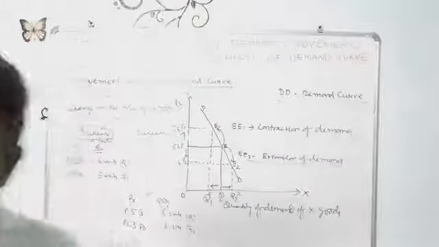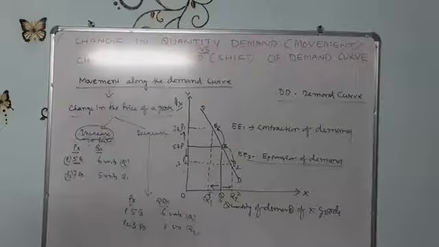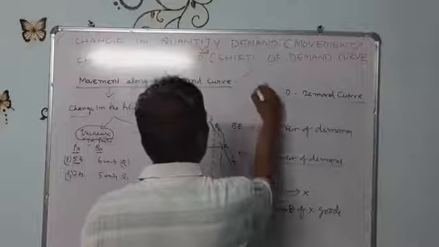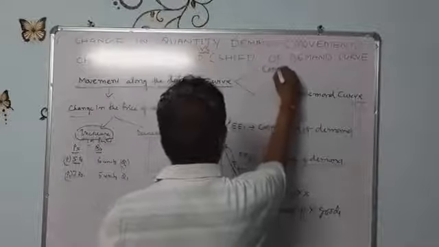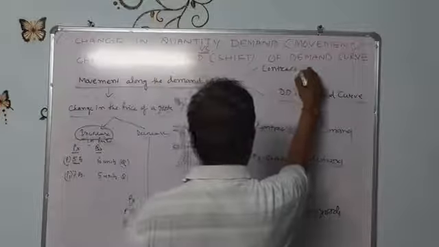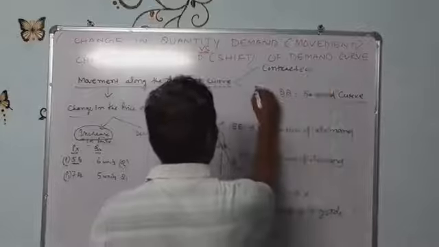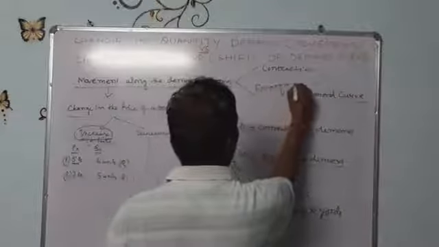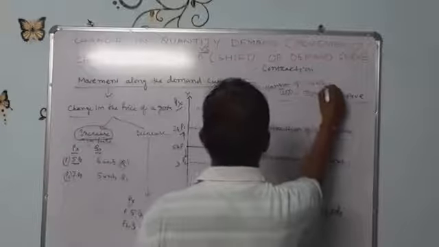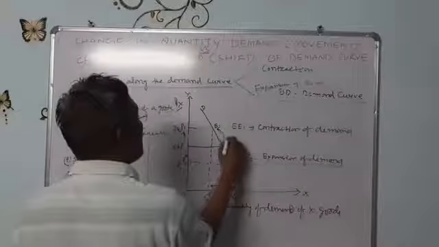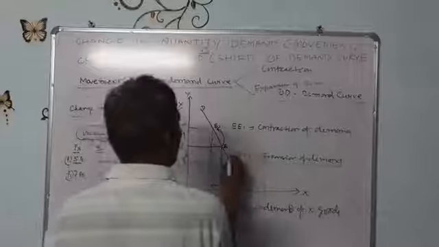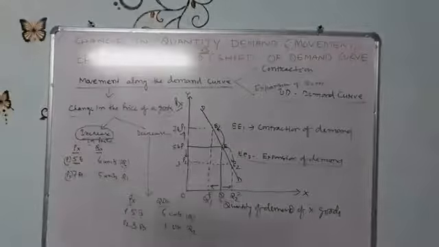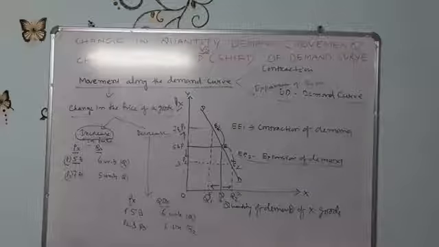So this movement along the demand curve is divided into two parts: one is the contraction of demand, another is the extension or expansion of demand. The movement E to E1 is the contraction of demand, E to E2 is the expansion of demand. So this is called movement along the demand curve.